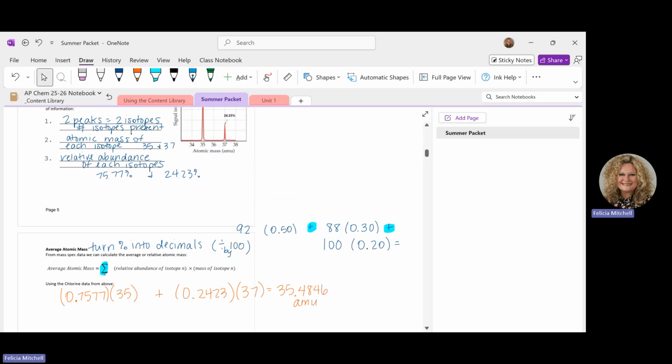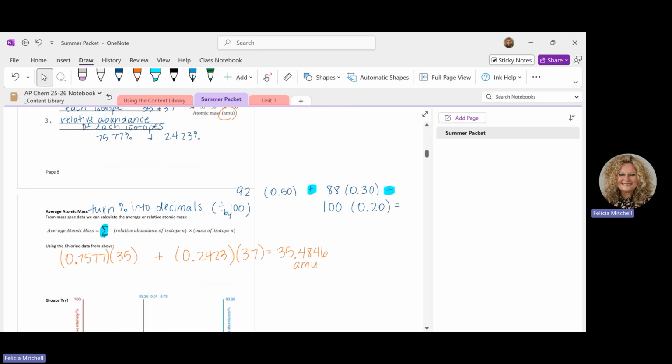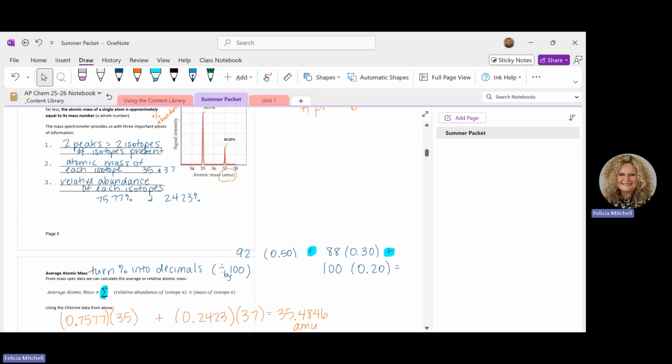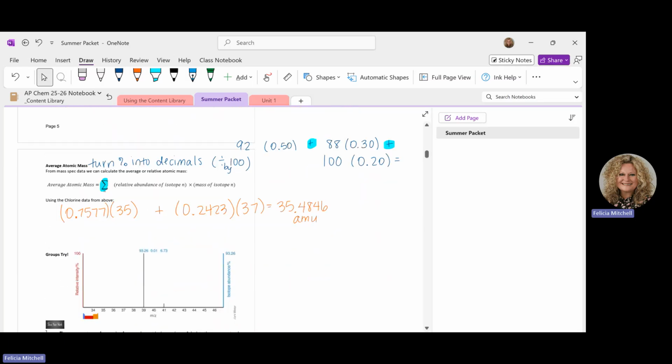How do I know it was AMUs? I'm just going by the x-axis, whatever they did. If they did grams, great. If they did AMUs, great. I'm just copying it. So the average atomic mass of this element is 35.4846. Shouldn't it be closer to 35 than 37? Absolutely, because 35 has more abundance and more weighting. It's just like your test category pulls more on your grade because it has a higher percent weighting.